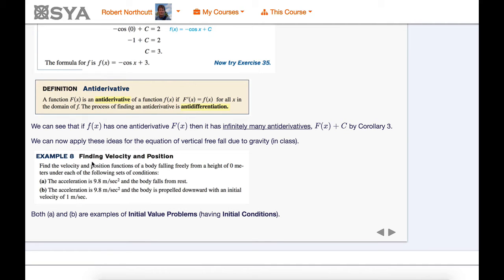I'm actually going to skip to another page here. But it has to do with finding velocity and position, that is, functions for velocity and position given acceleration.